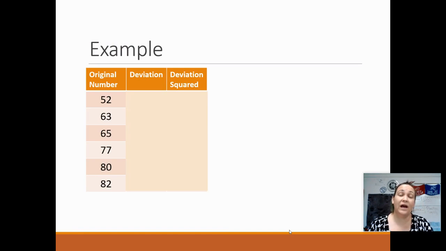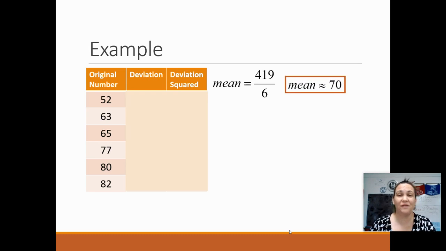So we have a very small sample size for our example. And so we're going to start by finding the average, the mean. So I'm going to add all the numbers together: 52, 63, 65, 77, 80, and 82. And then I will divide by 6 because there are 6 numbers in the list. So when I added them all together, I got 419. And then when I divide by 6, I get about 70.